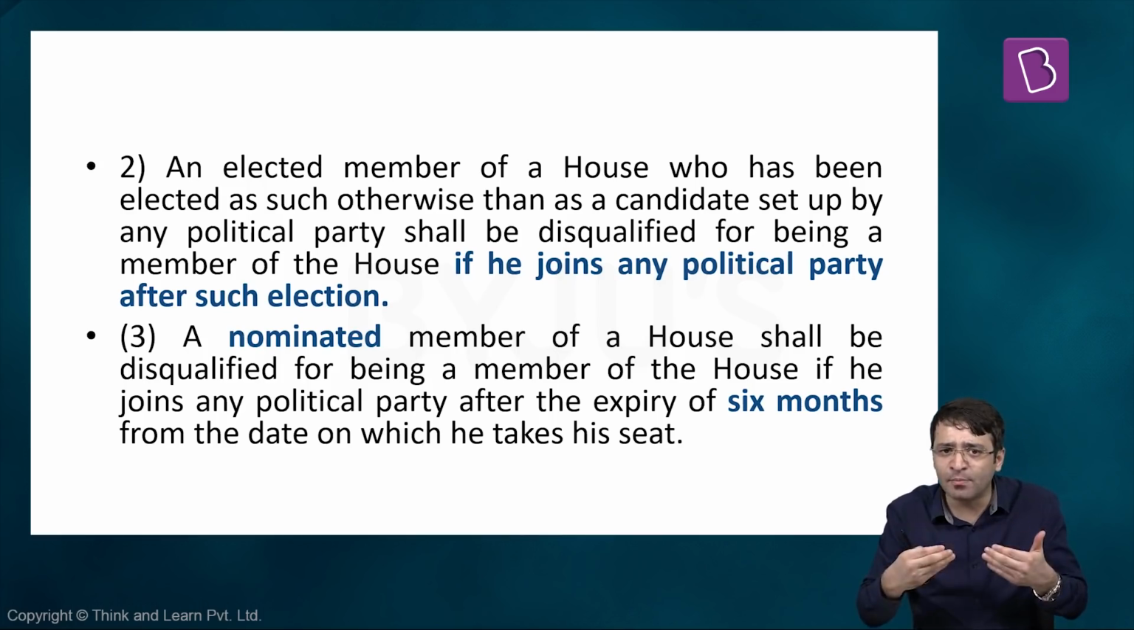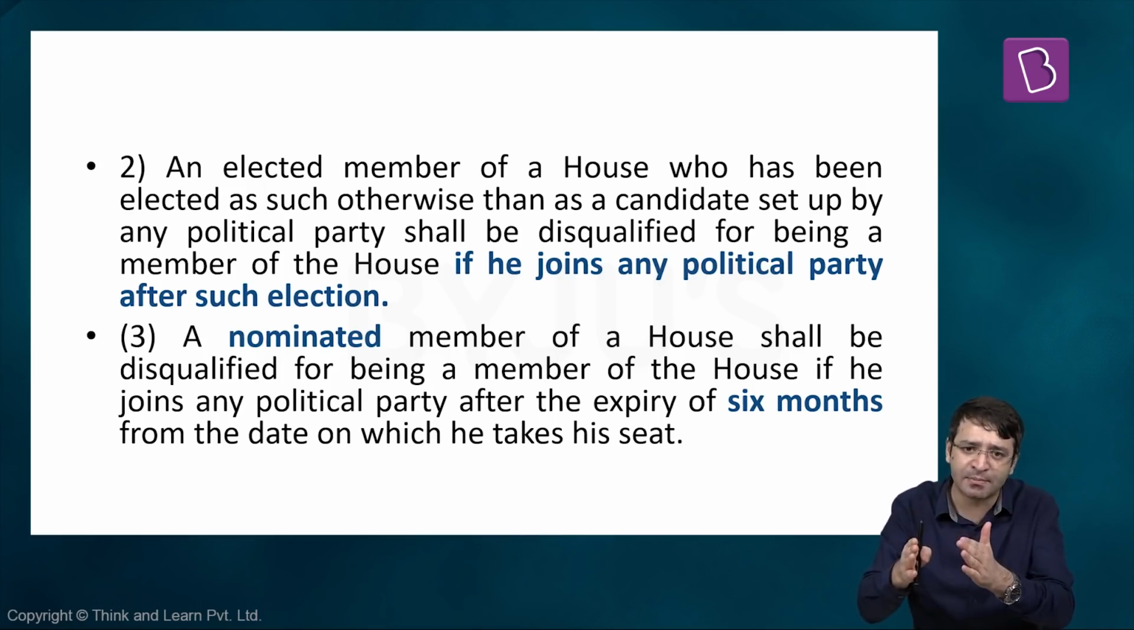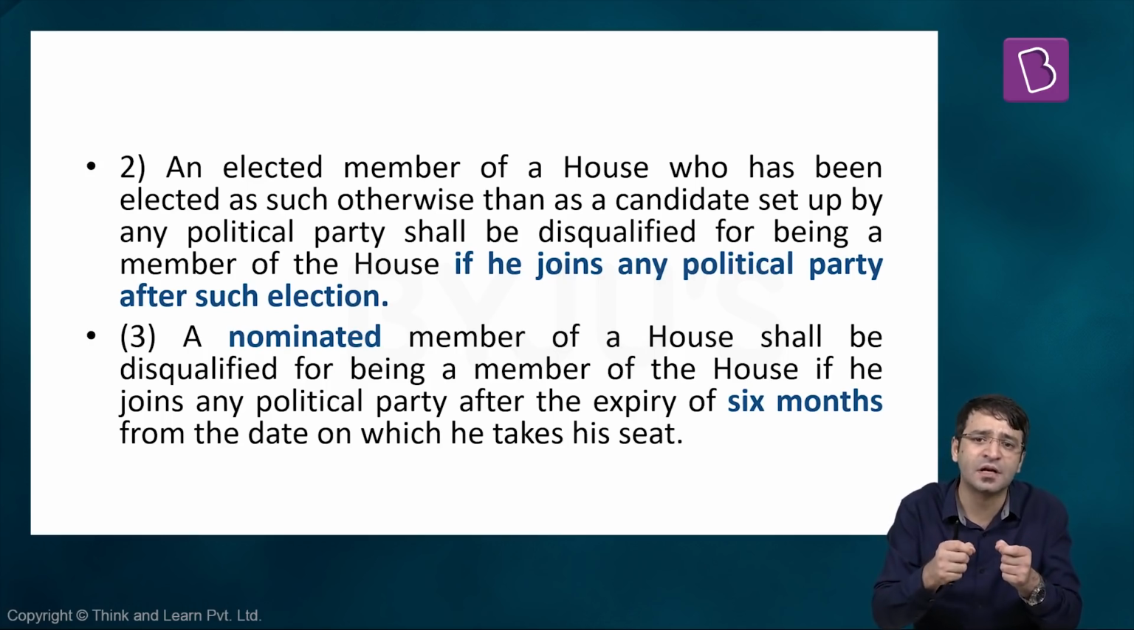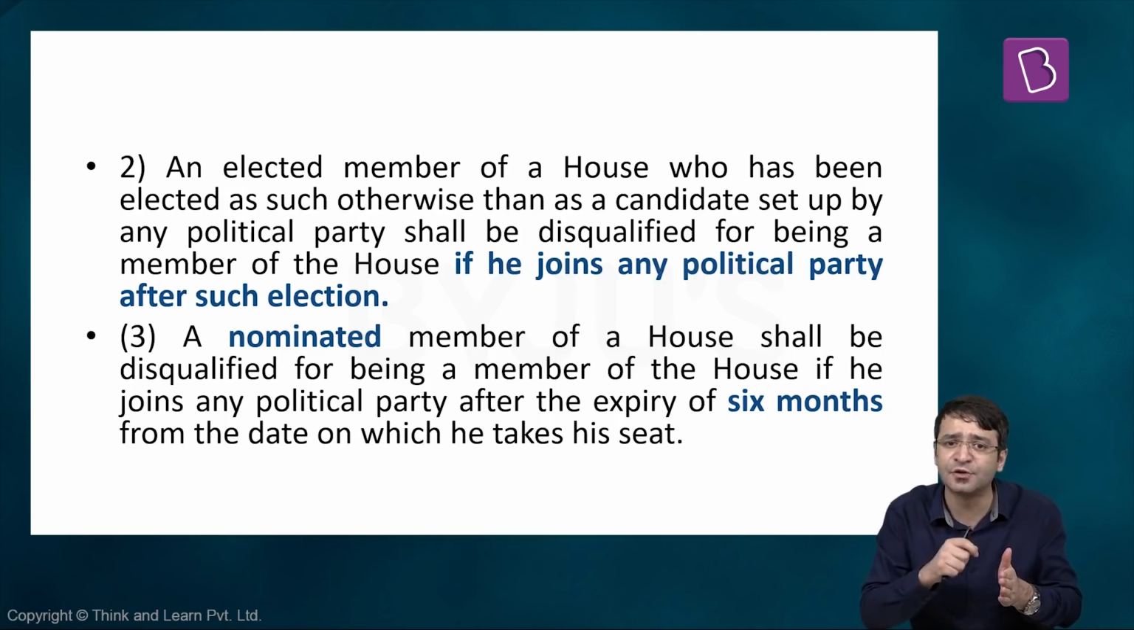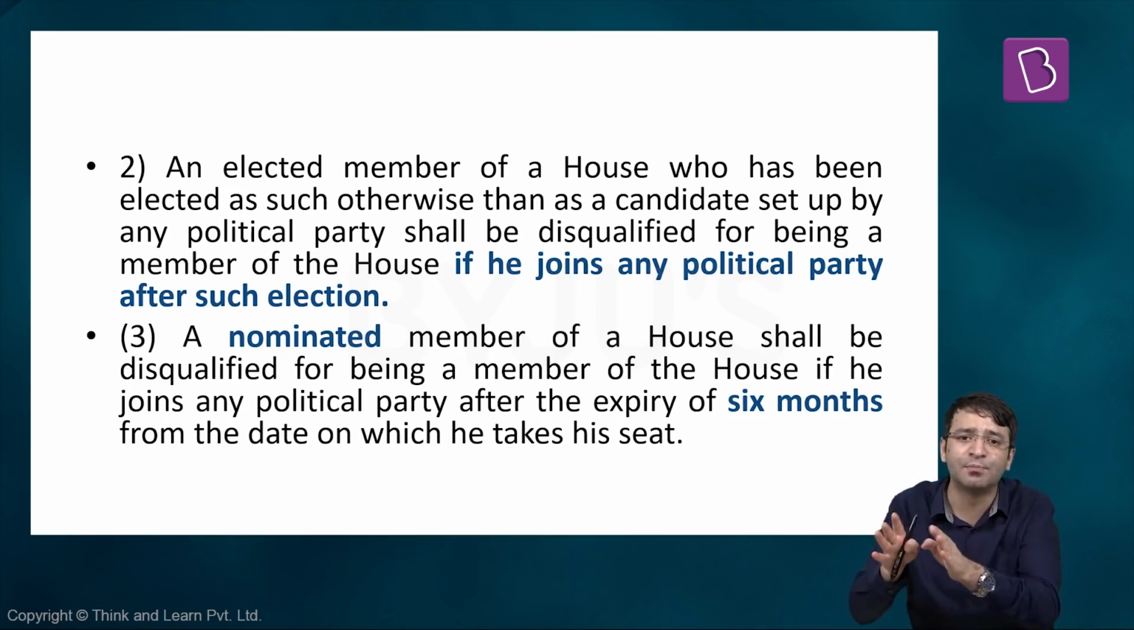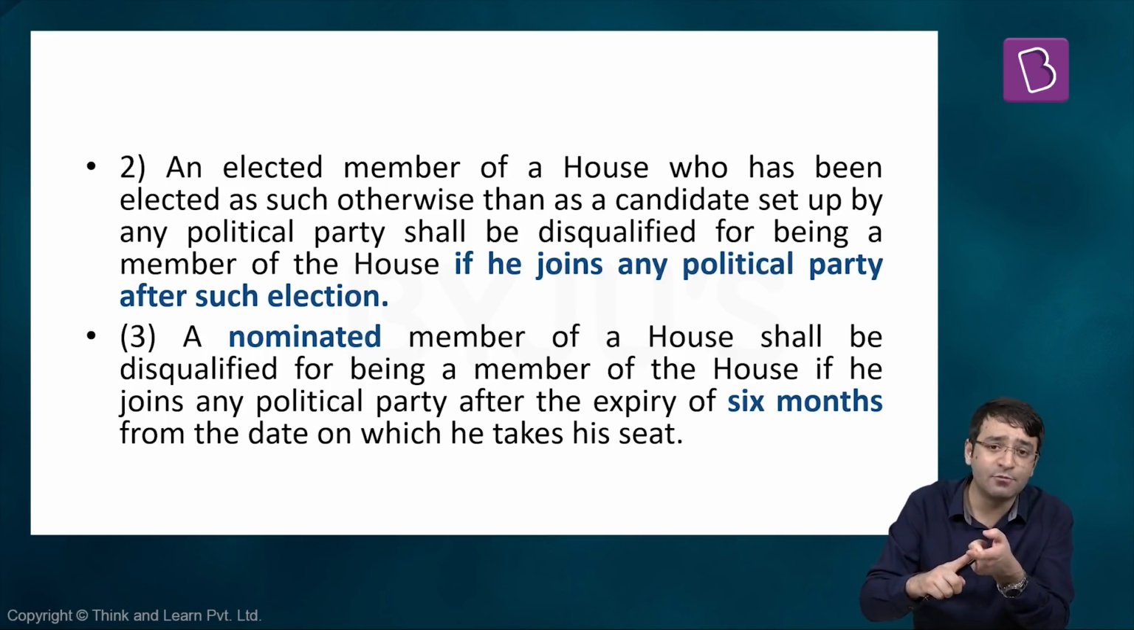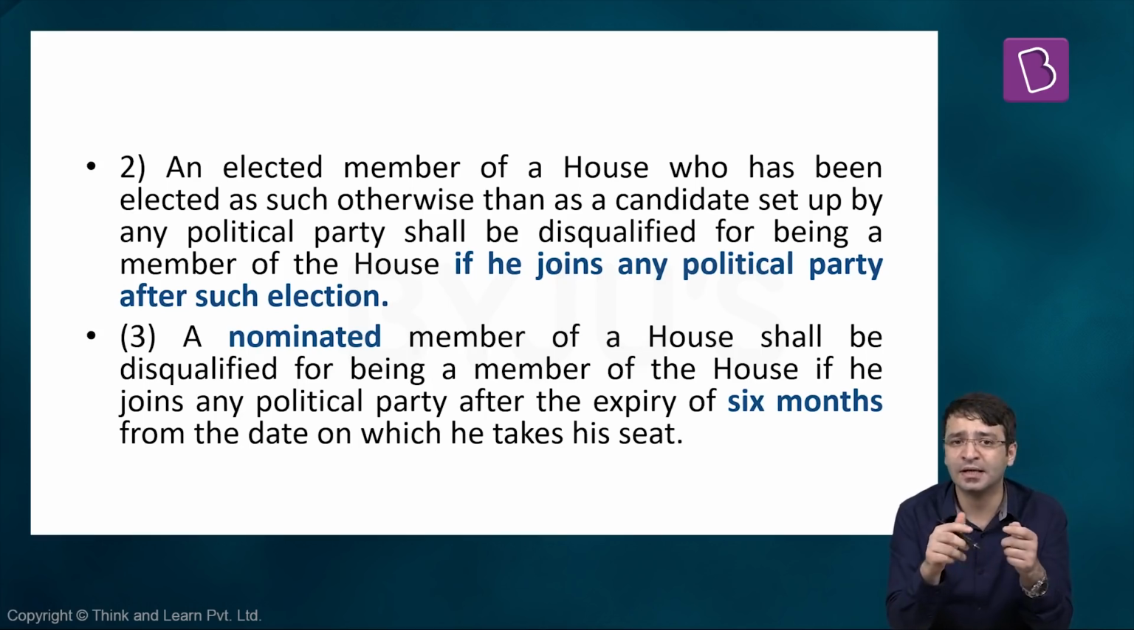That means if I am nominated today to Rajya Sabha by the President of India, for example, I am Justice Ranjan Gogoi, who was nominated to Rajya Sabha by the President of India, within 6 months of my nomination, I can join a political party. But if I join a political party 6 months after my nomination, I will be disqualified under anti-defection law. These are the various provisions under the 10th Schedule of the Constitution of India.